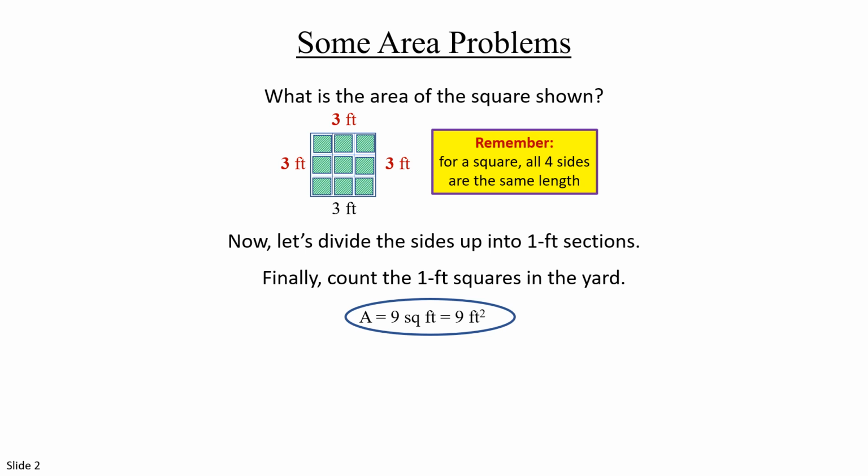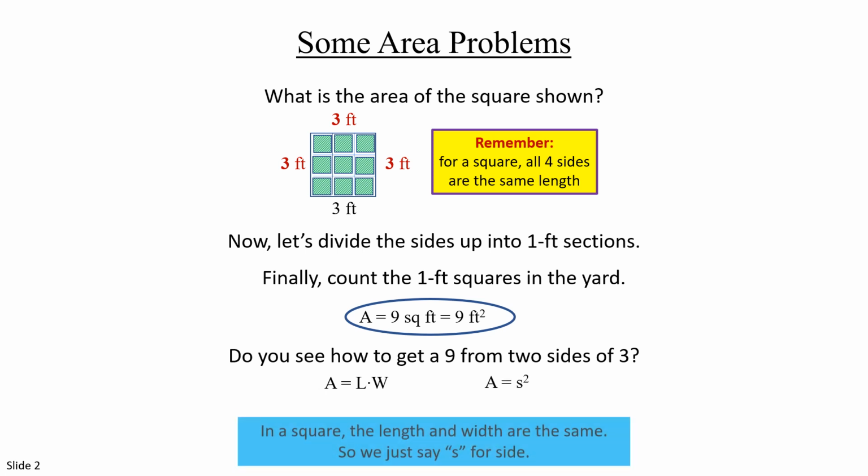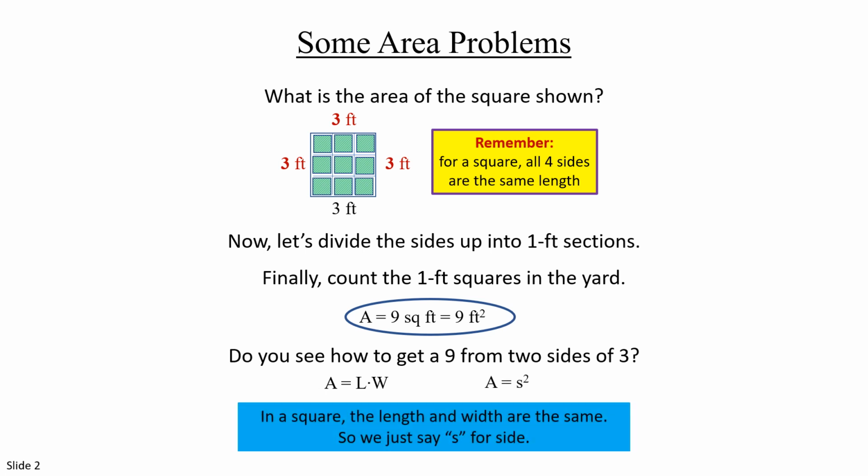Some places write it SQFT, others write FT to the second power. Do you see how we get 9 from 2 sides of 3? Right, area is length times width. But for a square, since the sides are the same, we just write the area is side squared.